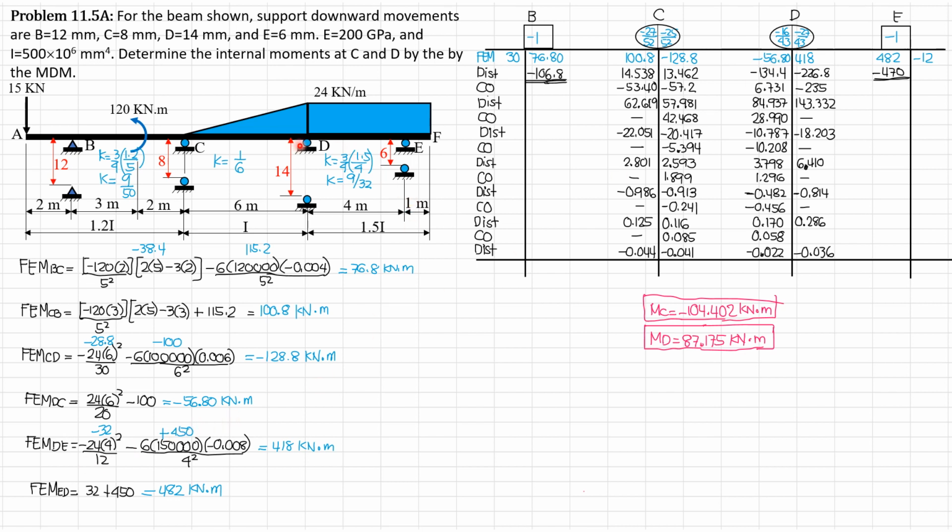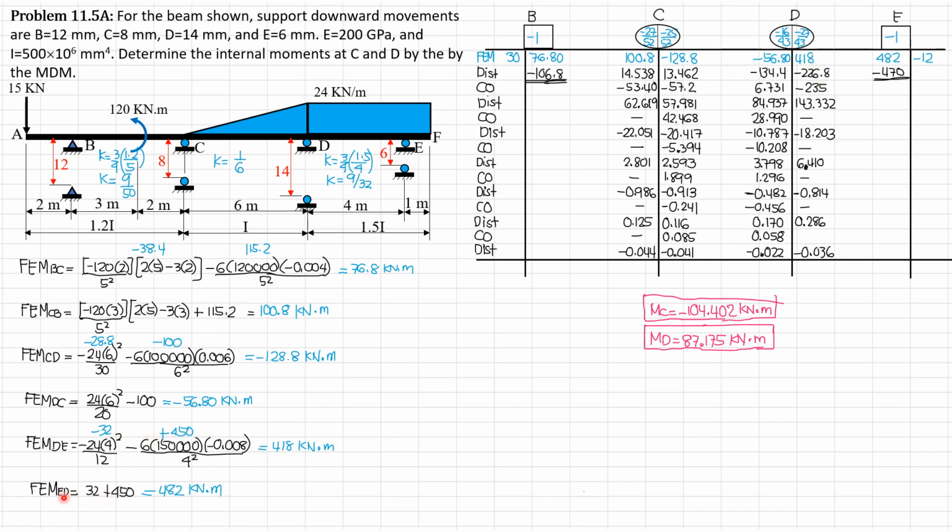Then fixed moment DE, due to the load, is negative WL² over 12, negative 24 times 4² over 12, which is negative 32. Due to the side sway moment, negative 6EI, 150, which is 6 times 150,000. Delta is again treated negative because the rotation of chord DE is counterclockwise, and delta is 14 mm minus 6, so 8 mm, negative 0.008 divided by L², 4². So it is positive 450 minus 32, so 418 kilonewton meter.